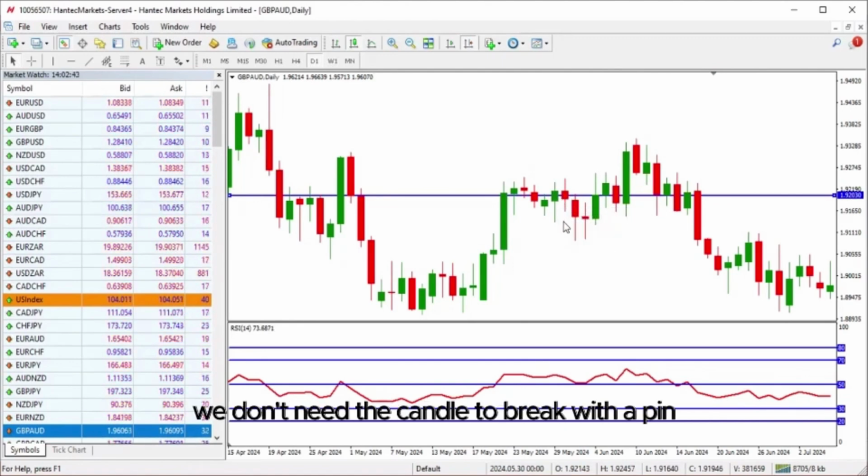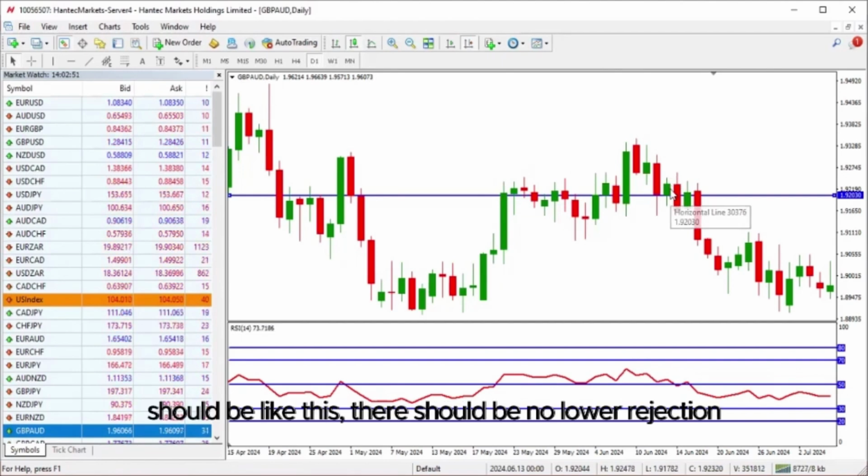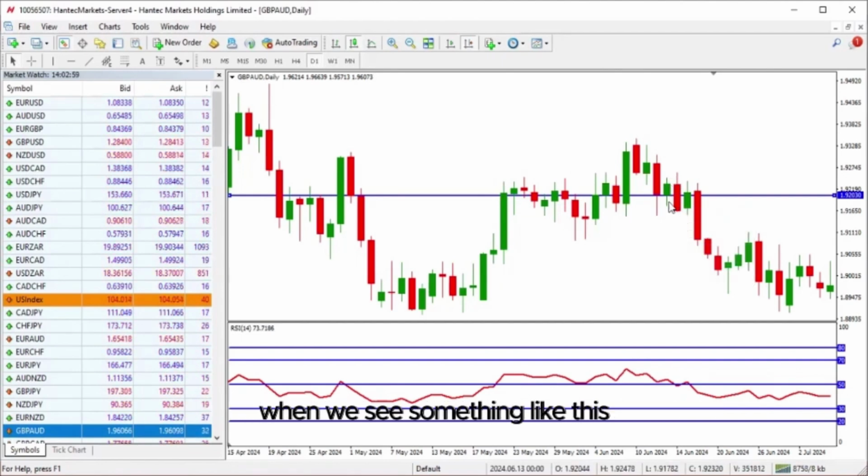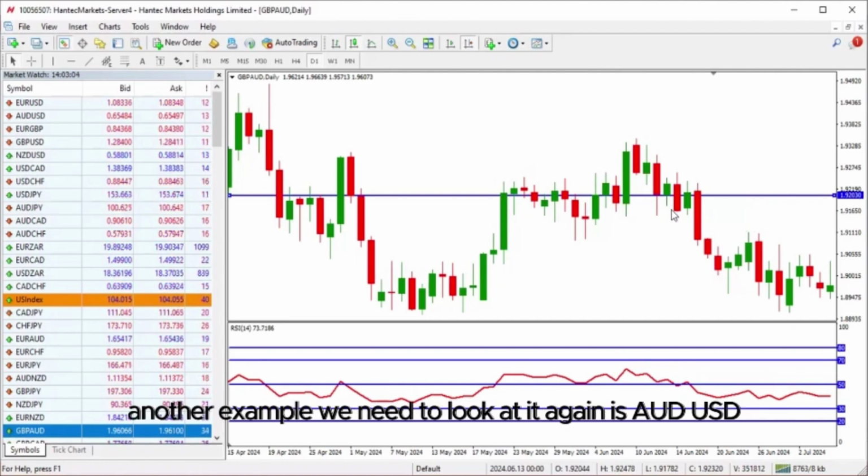We don't need the candle to break with a pin. We don't need the candle to break with a rejection. We need a candle that will break with a body. The break should be like this, should be full, should be like this. There should be no lower rejection. When we see something like this, why not go for a sell? And that is it.